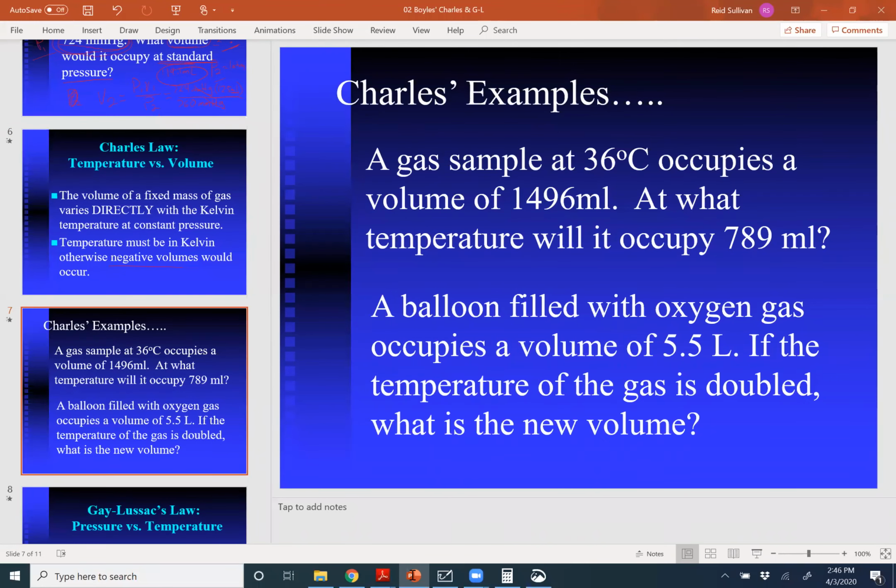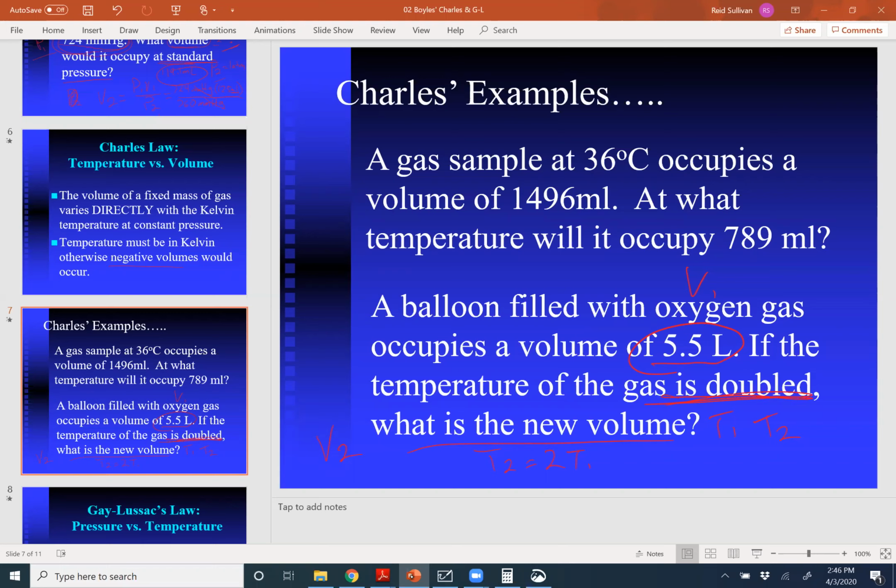Let's take a look at an example here. We'll look at the second one here. A balloon filled with oxygen gas occupies a volume of 5.5 liters. If the temperature of the gas is doubled, what is the new volume? So we don't actually need to see it. All we know is, if we look at our problem here, this is V1, and they didn't give us T1 or T2. All they told us, though, was that they want to know V2, but what they told us is that T2 is equal to 2 times T1, because it says the gas's temperature is doubled.